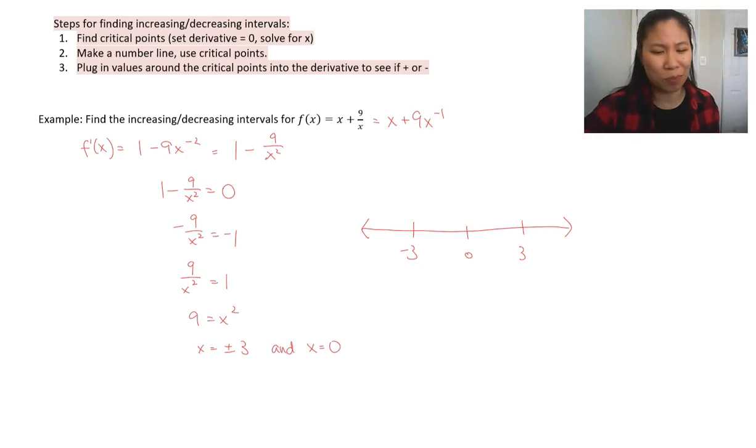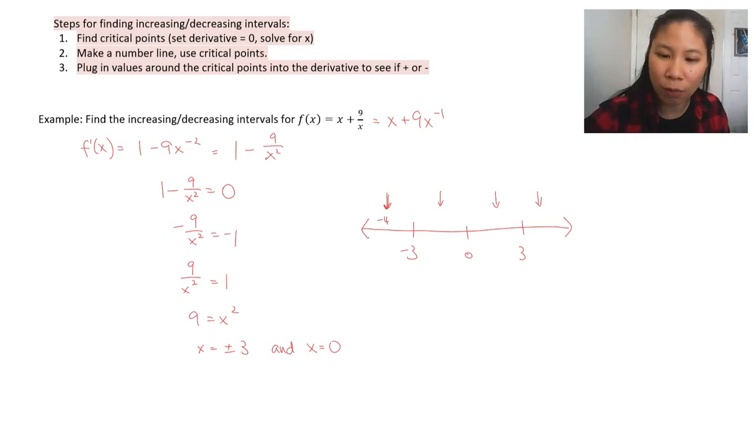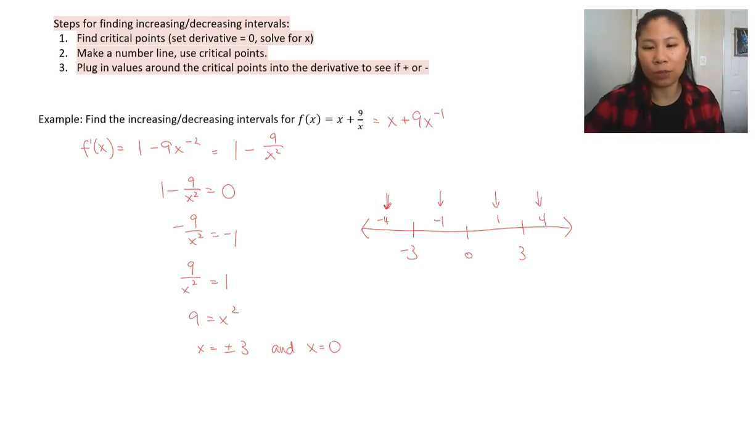Okay, thought I'd just mention that. All right, so now we want to plug in values around our critical points into the derivative. So that means I need something to plug in right here, right here, right here, and right here. I'm just going to pick numbers, whatever your heart desires. I'm going to go with a -4, -1, a 1, and a 4 here, because those are the numbers that are in between. But again, you can pick, like, if you wanted to pick -2 in between the -3 and the 0, that's totally fine.